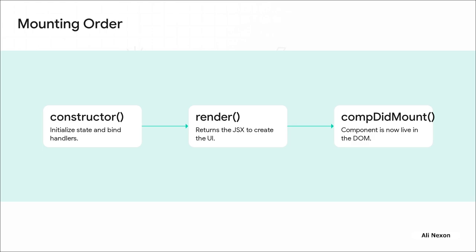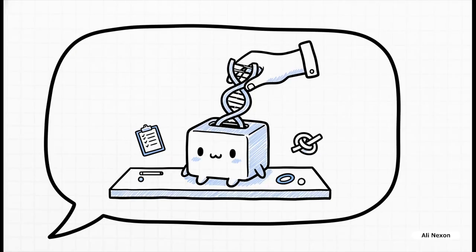Let's break down what each one does. First up, we have the constructor. This is the very first thing that gets called, even before your component shows up anywhere. This is where you do all the initial setup, like initializing its state, its starting point, and binding your event handlers. It's basically like setting up the component's DNA before it's even born.